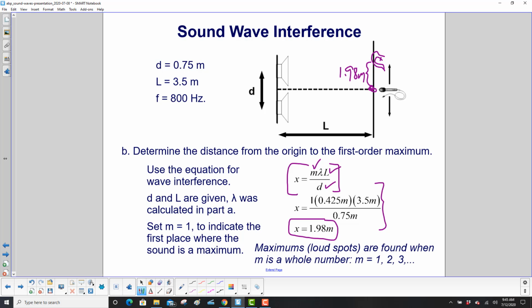Yeah, there's an ear. You can find other maxima or loud spots when m is a whole number. So you've got the first order, the second order, you'd put m is equal to 2, third order m equals 3, etc.